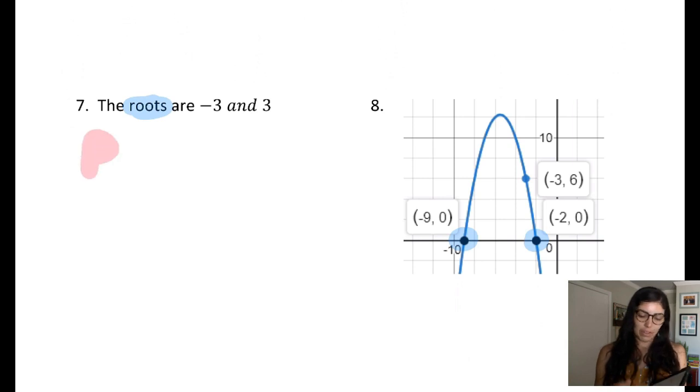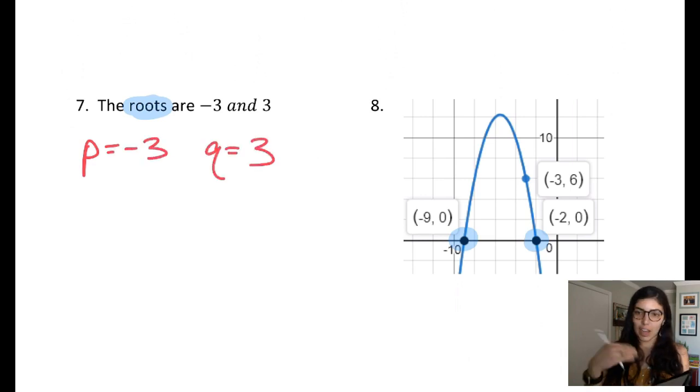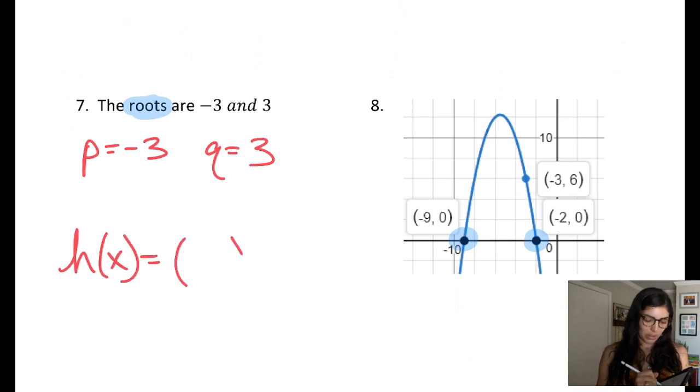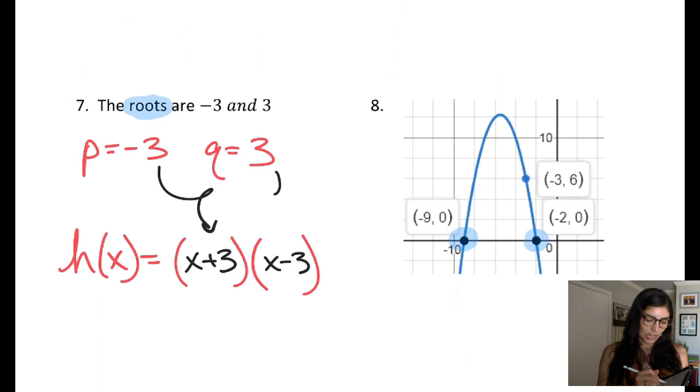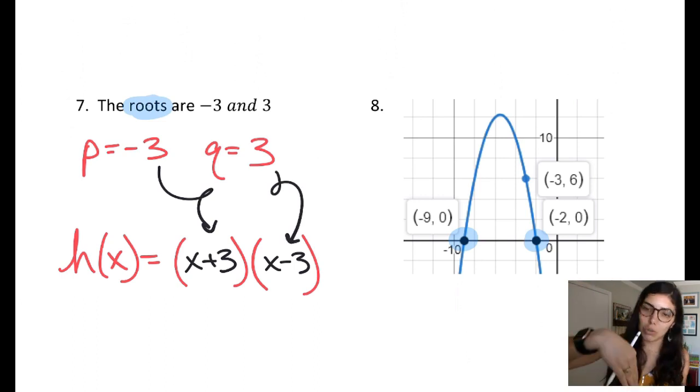Now remember, for 7, that's a highlighter. P is -3 and Q is 3, which means that the opposites go in the function. I'm going to name this one H. You can name it whatever you want. So when I set up this factored form, it's going to be x and a +3, x and a -3, because these have to change signs whenever they go into the parentheses. Thank you to the zero product property for this.